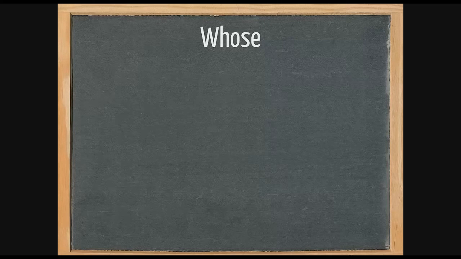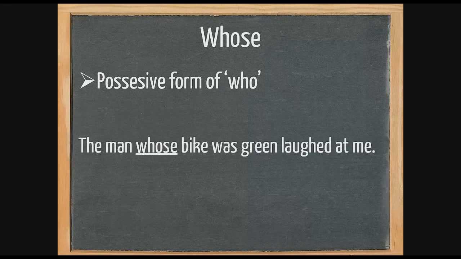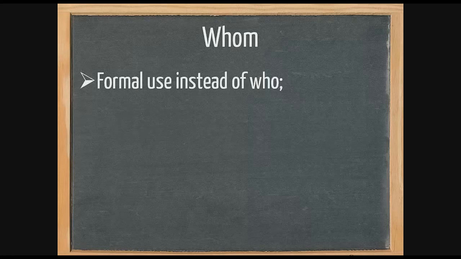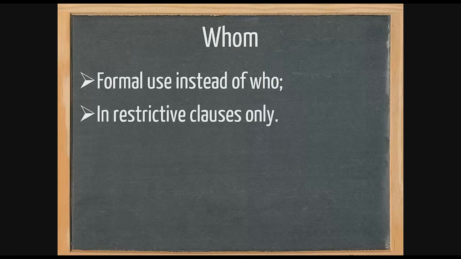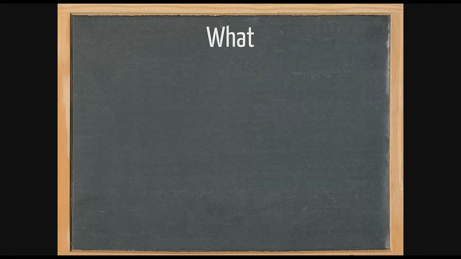We can also use whose. We use whose as a possessive form of who. The man whose bike was green laughed at me. Here we say that the bike belonged to a certain person, the man, so we use whose. Now sometimes we can also use whom, but it's quite informal. And we can use it in restrictive clauses only. The doctor whom I talked to you about is friendly.